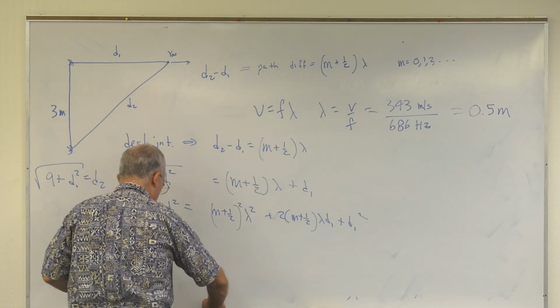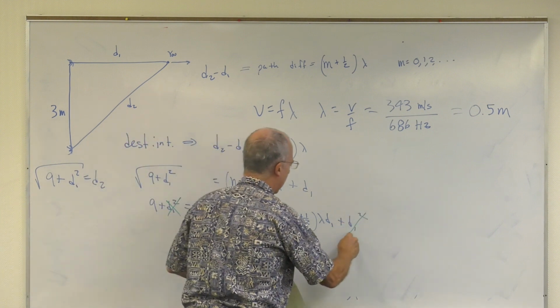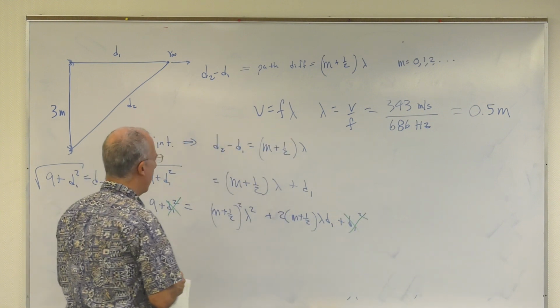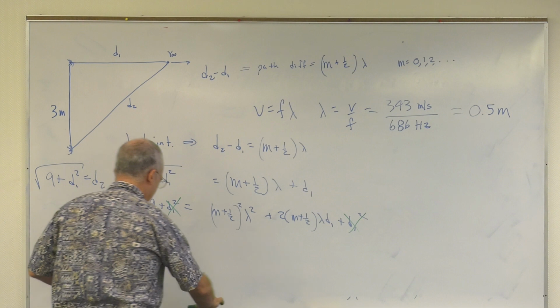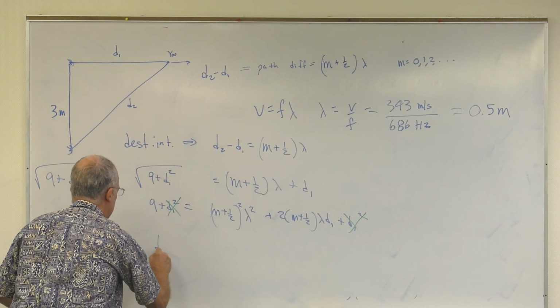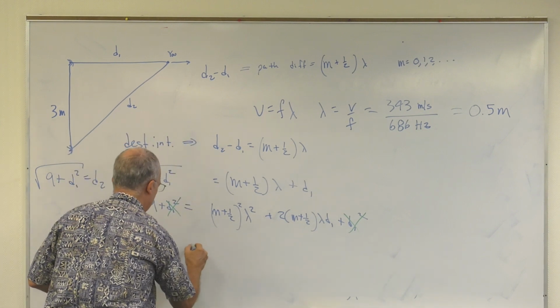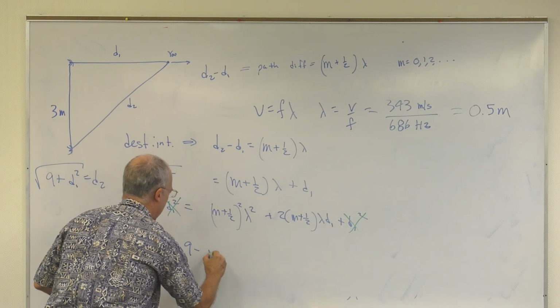At least we can get rid of that, get rid of that. But it's still a mess. Okay, so solve for D1. D1 is over here, so D1 equals 9 minus that.